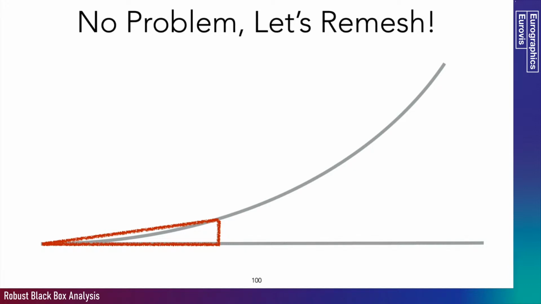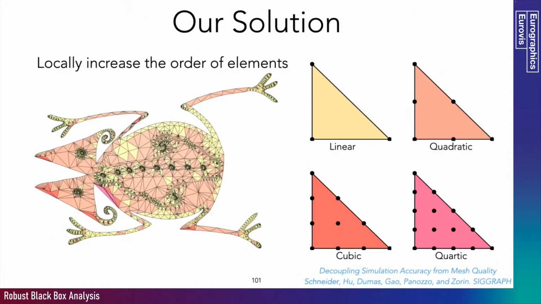So how can you actually compensate for the bad quality of the element without doing remeshing? Our idea is to locally increase the order of the element to compensate.